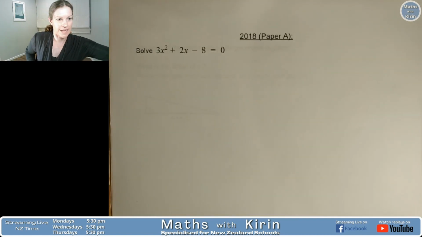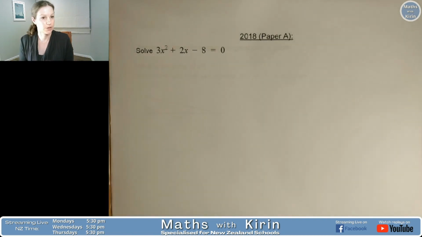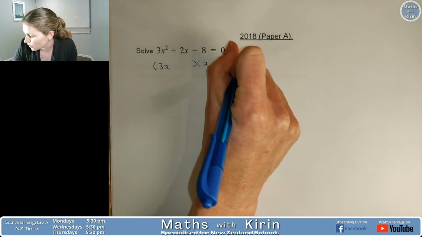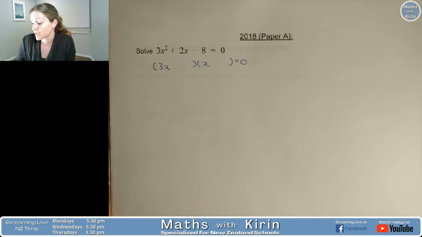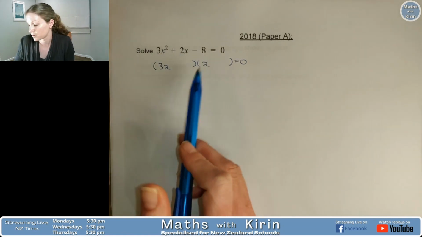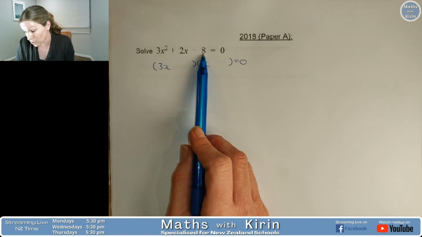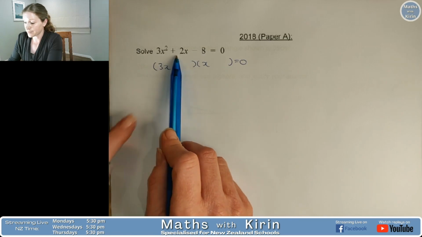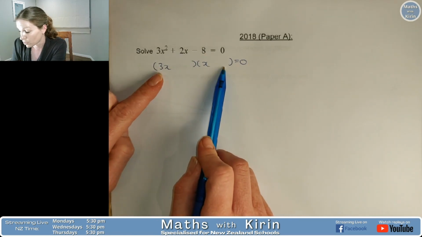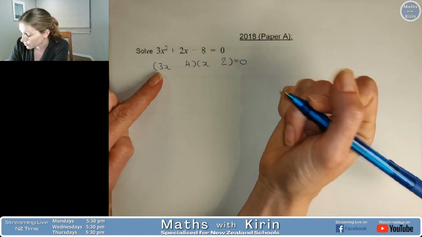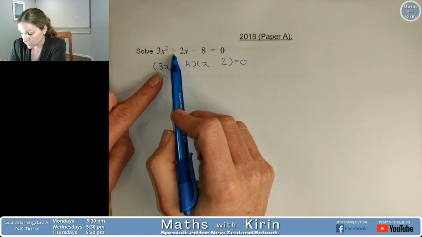Going on to 2018, so just a straightforward solve, or equal to 0, so we just need to factorize. We know that we have a 3x and an x. This isn't quite as difficult as the one they had in the 2019 paper because 3 is a prime number, so we know that that's the only way that we can get 3x squared. So 8, we can have 4 and 2, or we can have 8 and 1. We want to get a 2x, so we know that one of them is going to be multiplied by 3. So if we had a 4 and a 2, for example, we want a difference of 2.